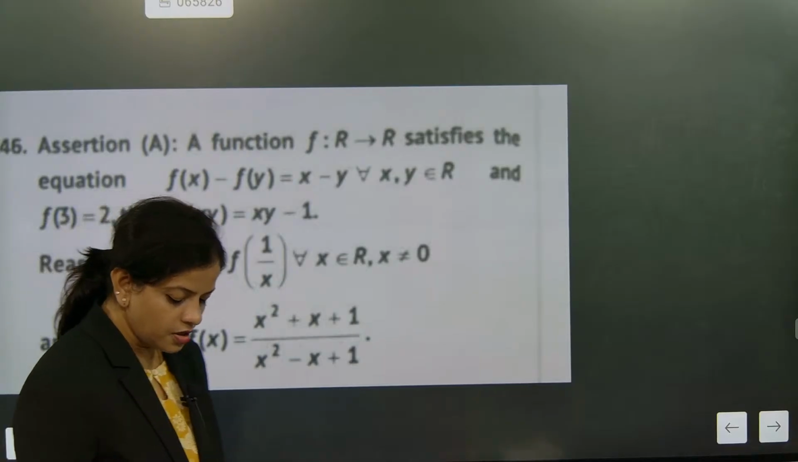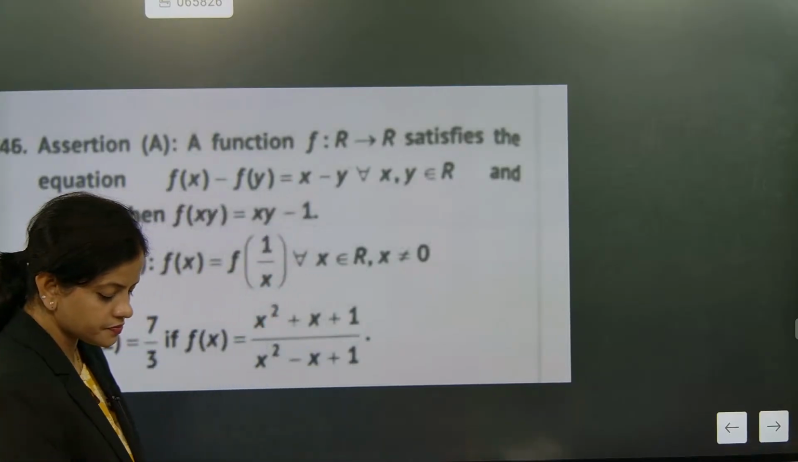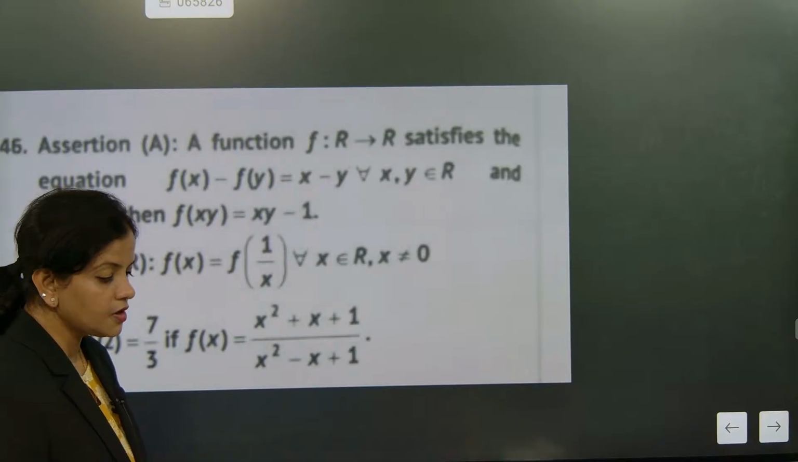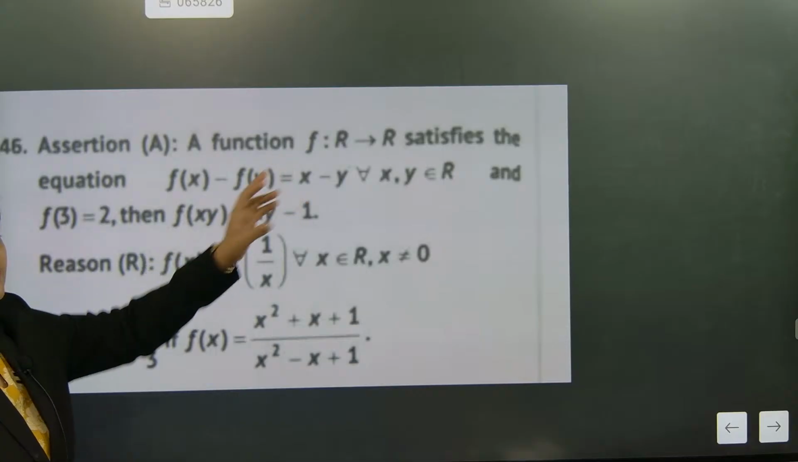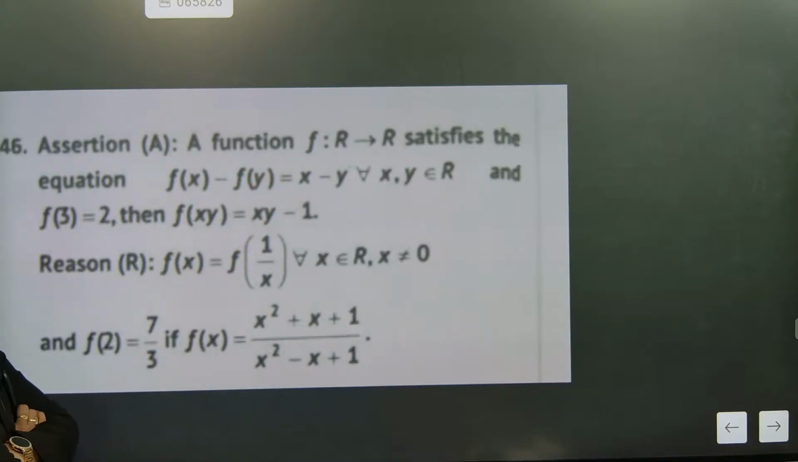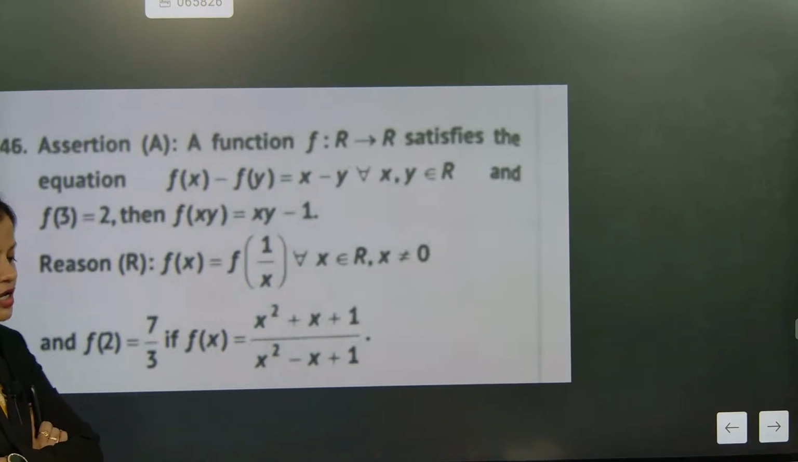Any zero sent? Now we will go for the next one, please. See, look at it. The assertion is telling a function f from R to R satisfies the equation f of x minus f of y is equal to x minus y, where x and y both are real numbers, and f of 3 is equal to 2. Then f of xy is equal to xy minus 1. What is the expected reason behind it?